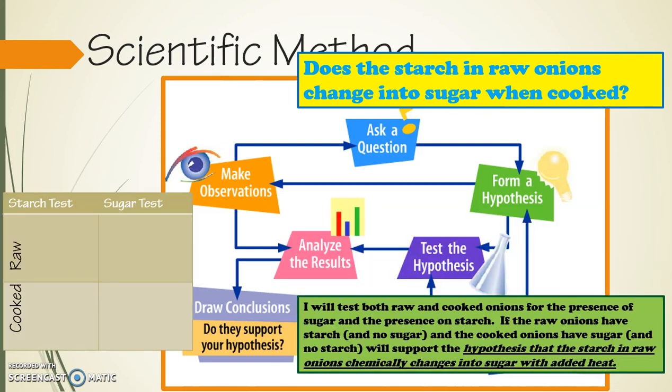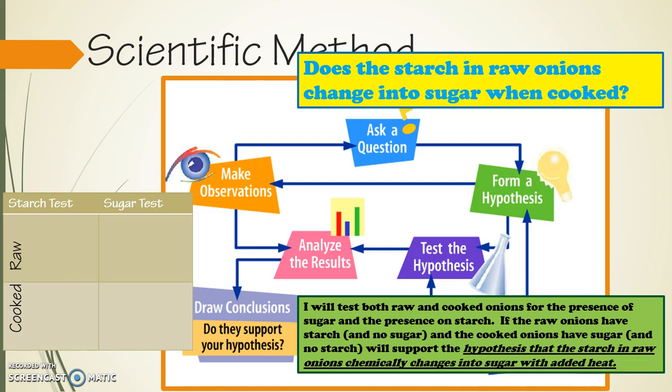So we're going to test raw onions and cooked onions, both for starch and sugar, just like our hypothesis did. Hopefully our procedure was very specific, because you need to have some specific things. Like even after the onions are cooked, you need to have them be the same temperature as the raw onions. You still need to have the same size pieces of onions. You need lots of things to be perfect and only changing one thing, whether it's cooked or raw.